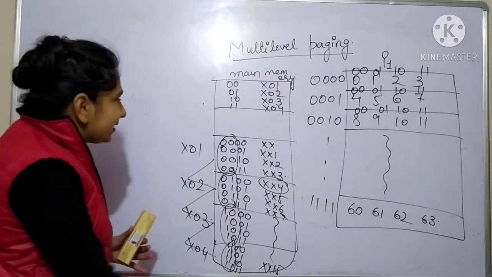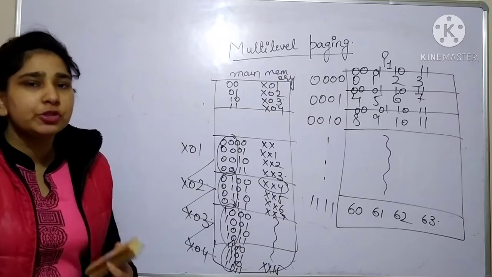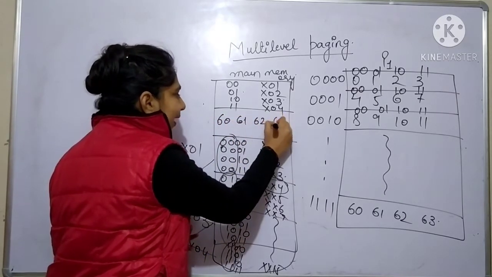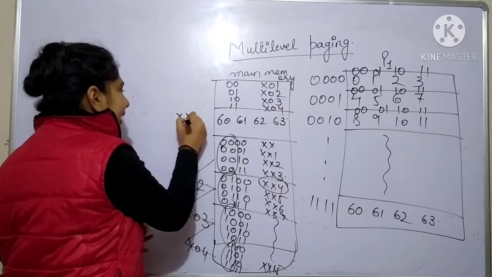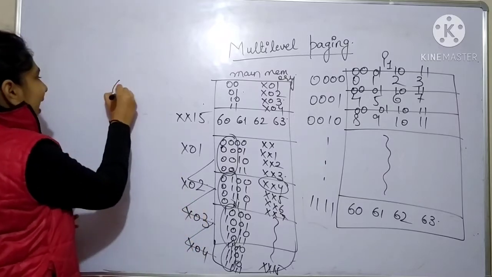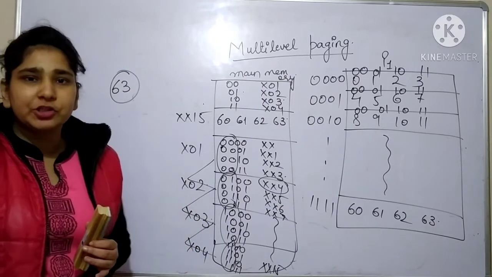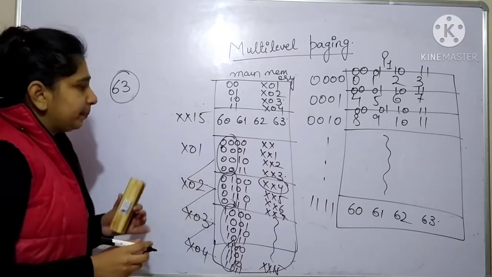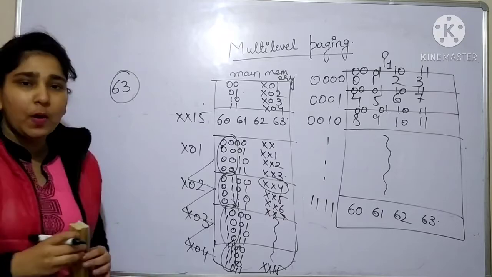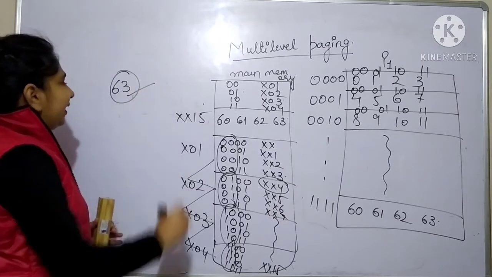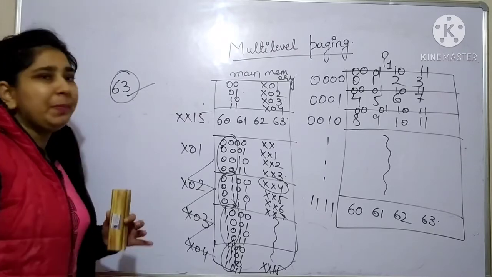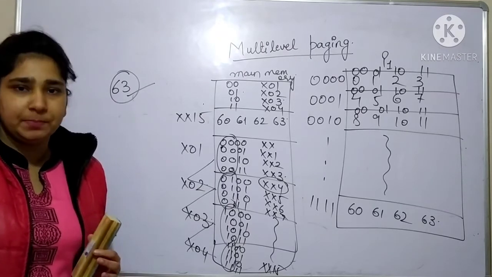Okay, let's suppose this is the page of your process stored in the main memory, like 60, 61, 62 and 63, and it is stored at this memory location. Your CPU requests, I need instruction number 63 of process P1. Your CPU is executing process P1 and says I need instruction number 63 of your process. How will you give that instruction back to the CPU?